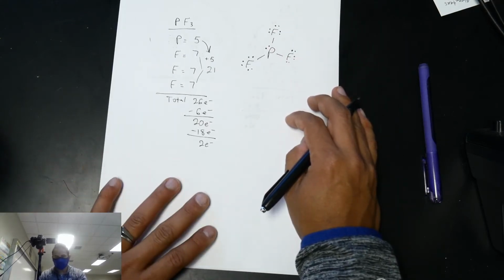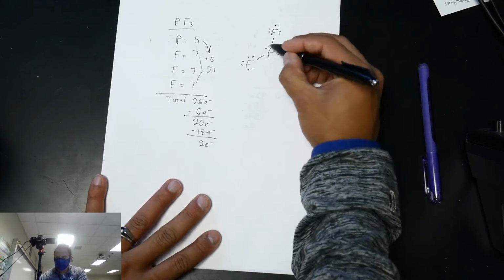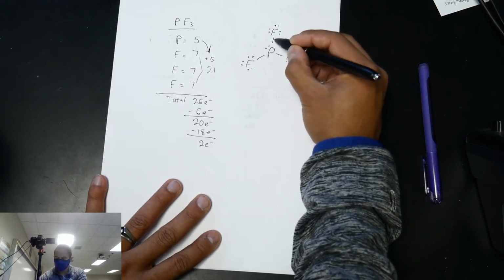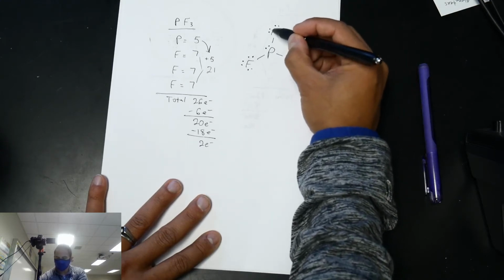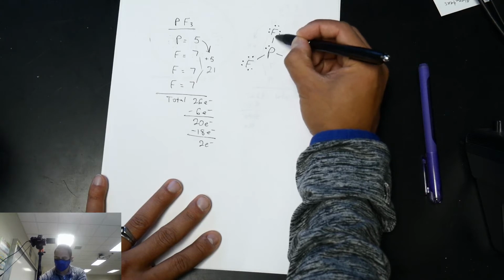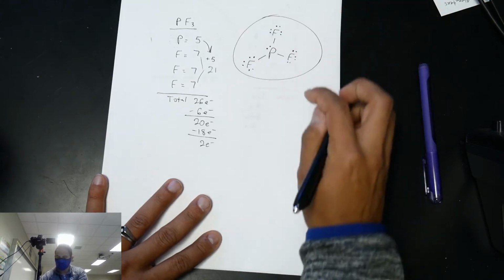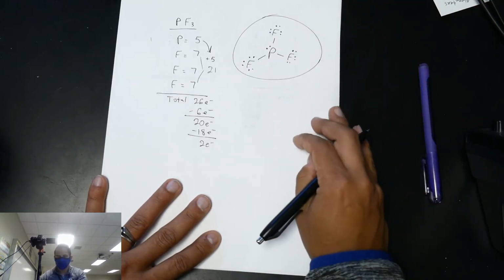Let's double check the octet rule to make sure that it's correctly drawn. So on the phosphorus, we have 1, 2, 3, 4, 5, 6, 7, 8 electrons. And on the fluorines, we've got 1, 2, 3, 4, 5, 6, 7, 8. All right, so the octet rule has been satisfied. Here is our correct drawing.